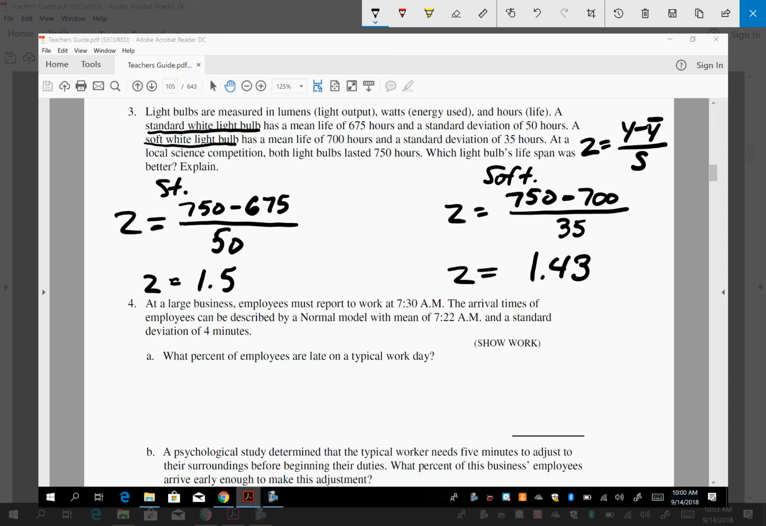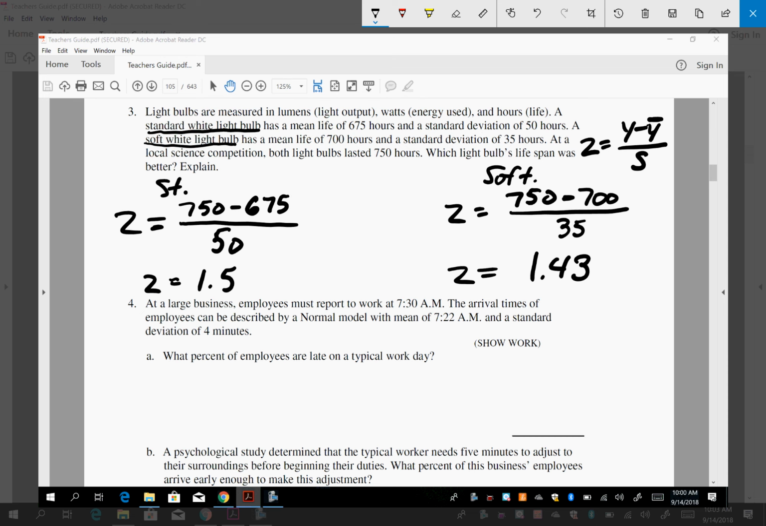The standard, because it's bigger than that one. This 750 is farther away from that mean than this 750 is from that mean. Okay? So that would be a sentence I'm looking for on the quiz. The standard white light bulb was better because it had a higher z-score.